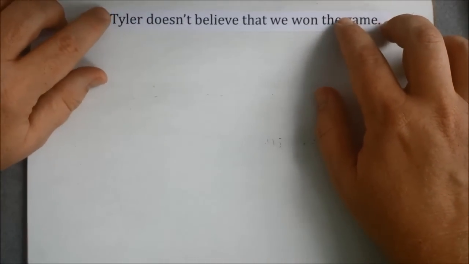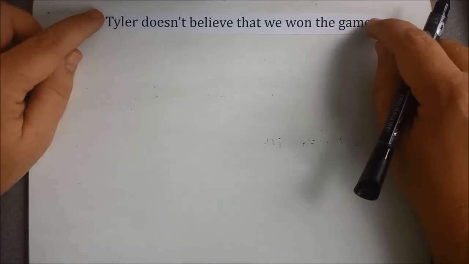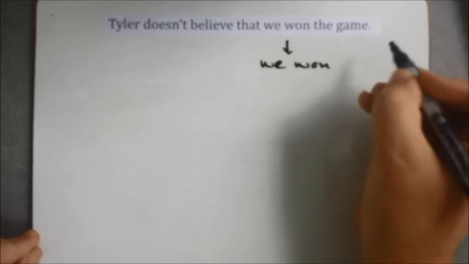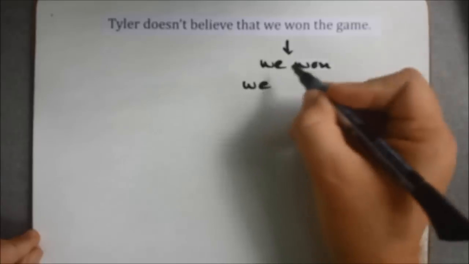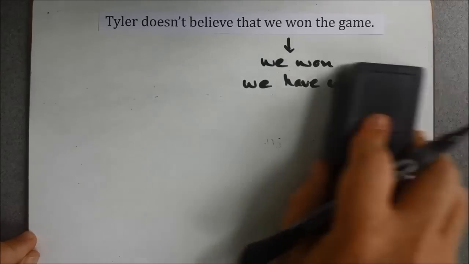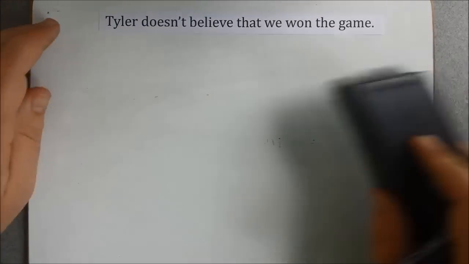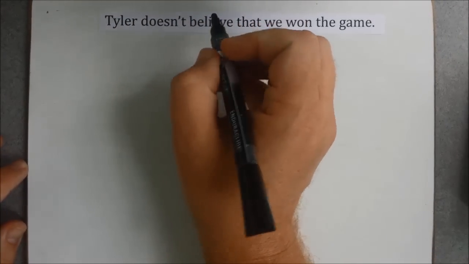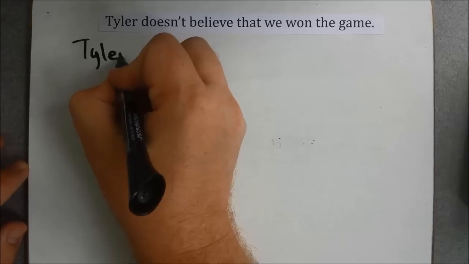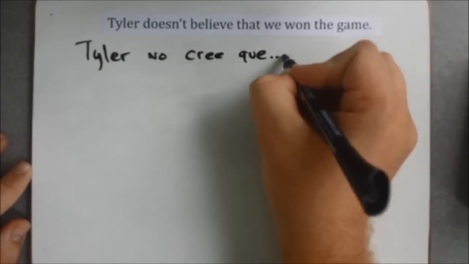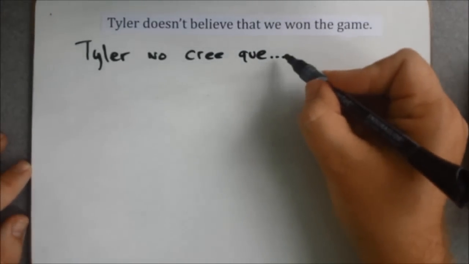Back to our shout out to Tyler. Well, Tyler doesn't believe that we have won the game or that we won the game. Remember, this could be we won, simple past, and in Spanish we're going to see the same form even if it was we have won. Okay, just a reminder. So, this is one of the situations where we have uncertainty, doubt, or denial, right? Tyler no cree que, there's our dependent clause that's going to trigger the subjunctive.